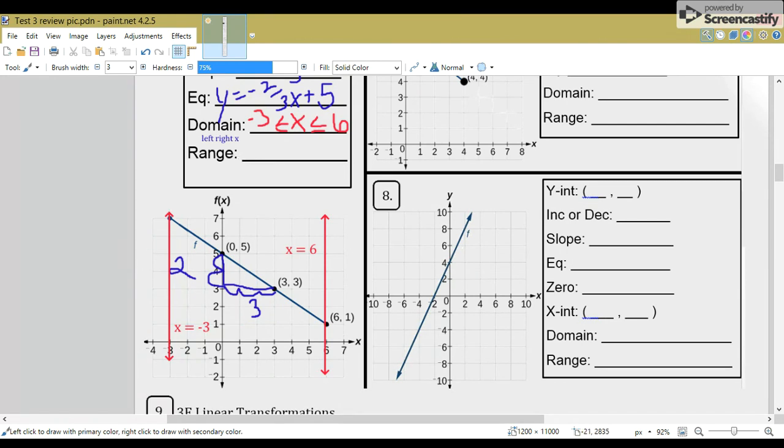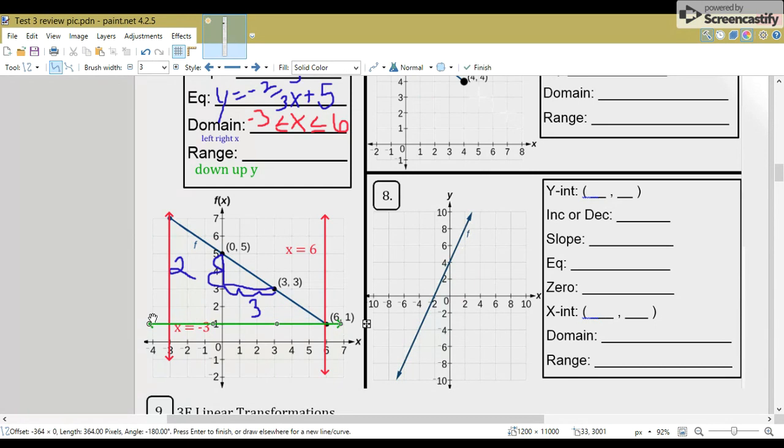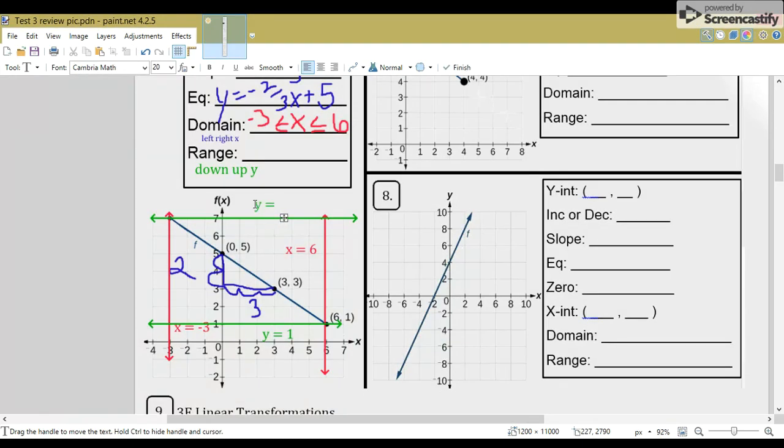Now let's look at the range. That's down, up, y. For the range, we're going to make 2 horizontal lines, one that goes through the lowest y value, the down y, and one that goes through the up y, the highest one. Our lowest y is y equals 1. Our highest y is y equals 7.